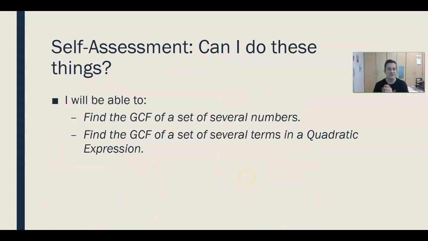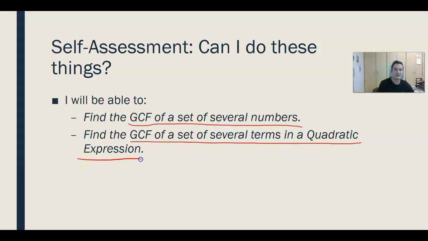And that's it. That's what we're starting with. That's how we're starting factoring these quadratic expressions. I'm starting with just the greatest common factor. So remember, the greatest common factor is the greatest number or the greatest term that can divide into a certain set of numbers. So hopefully now you're better equipped to find the greatest common factor of a set of numbers and find the greatest common factor in several terms in a quadratic expression.